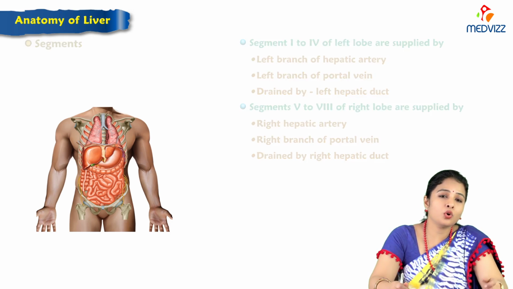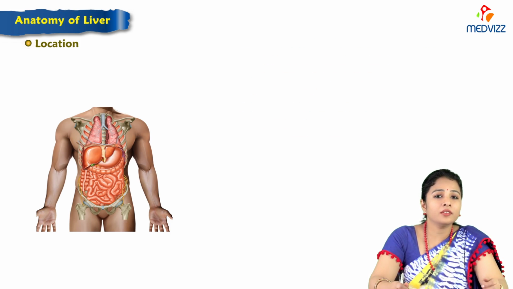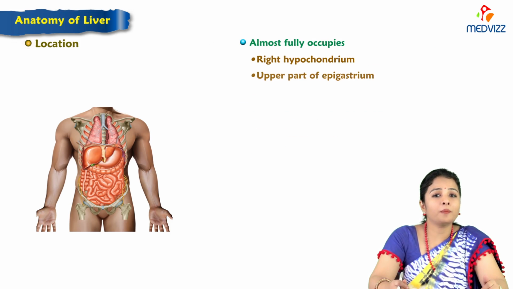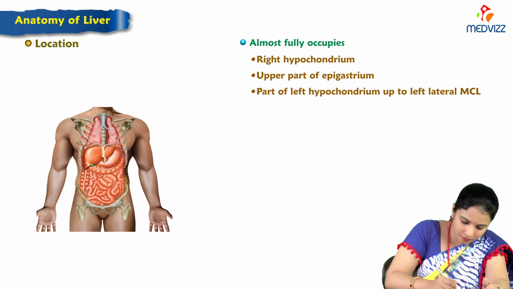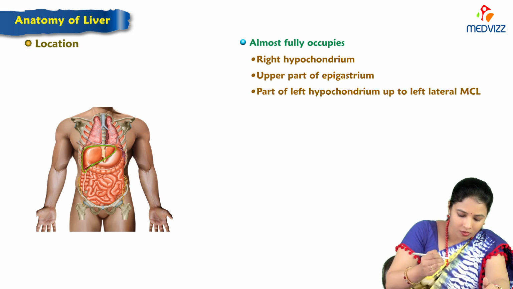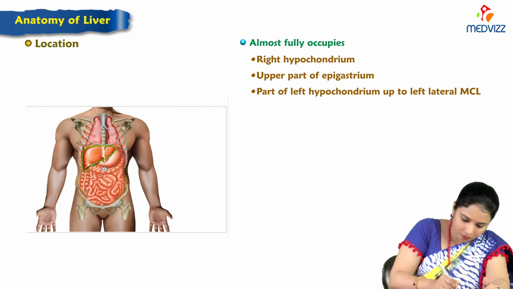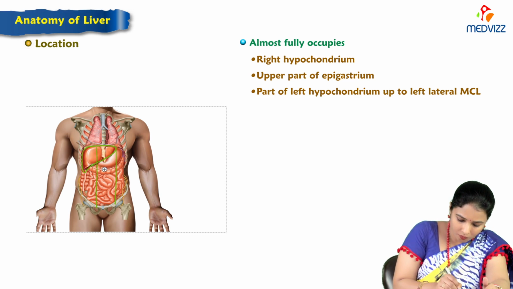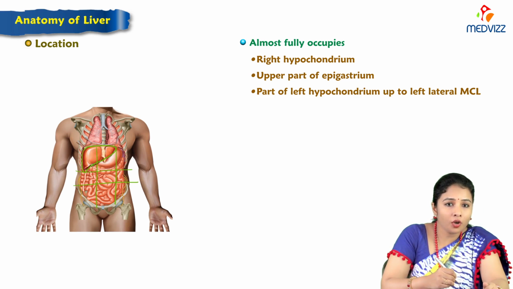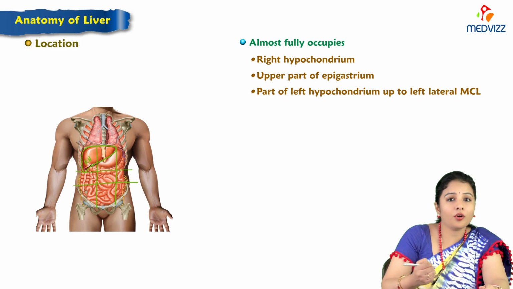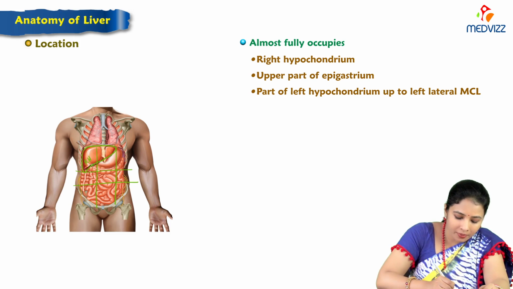Now let's move on to location of liver. The liver almost fully occupies the right hypochondrium, upper part of epigastrium, and part of left hypochondrium. So here we can see, in the abdomen it fully occupies the right hypochondrium and upper part of epigastrium, partly the left hypochondrium.